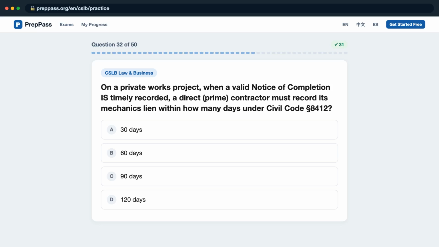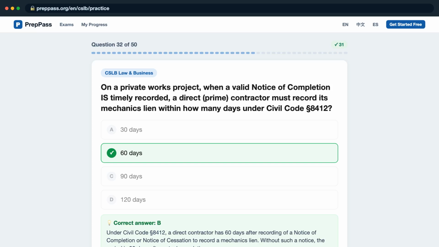Question 32. On a private works project, when a valid notice of completion is timely recorded, a direct prime contractor must record its mechanic's lien within how many days under Civil Code Section 8412? Is it A, 30 days? B, 60 days? C, 90 days? D, 120 days? The correct answer is B.